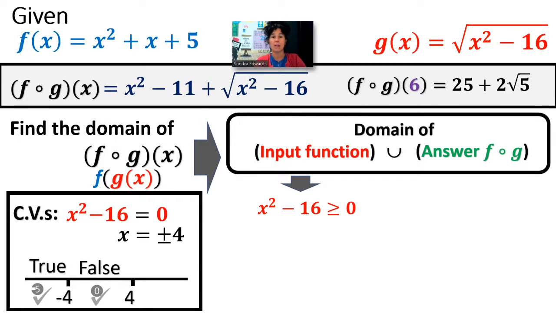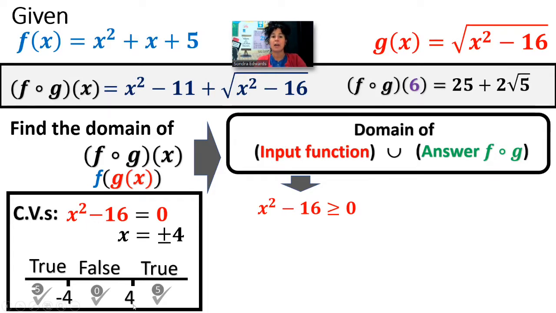Let's pick a number to the right of 4, any number we want. I'm going to go with 5. Substituting 5 in here, I get a true statement. 5 squared minus 16 is greater than or equal to 0. So that means every single number that I substitute to the right of 4 into that x squared minus 16 greater than or equal to 0 will make that true. So the domain of our input function, those are the numbers that make x squared minus 16 greater than or equal to 0 true. So we have the section to the left of negative 4 and the section to the right of 4.